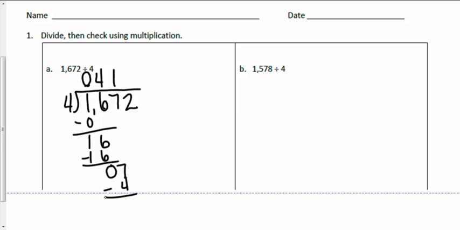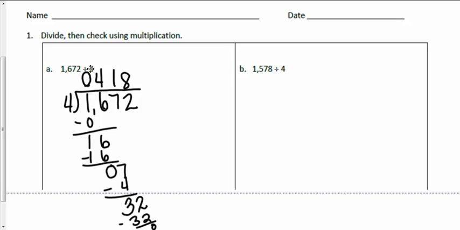The 4 that I used, that's going to leave a remainder of 3 tens. I'm going to add that to these 2 ones. Now I've got 32 divided by 4, which is 8. And 8 times 4 is 32. So I have a remainder of 0.